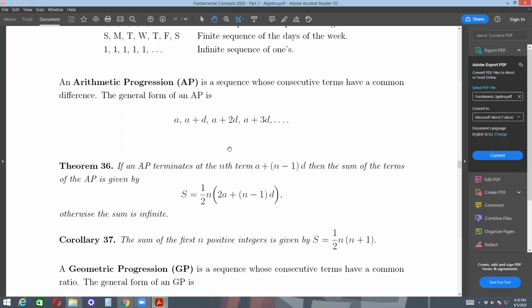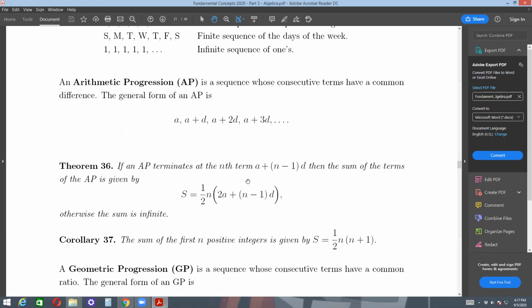Right, if you started with 1, you would stop at n, but if you start with 0, then you stop at n minus 1. Right, and then the sum of the terms of the sequence, so this is really what a series is, right? The series is the sum of the terms that is given by this formula.